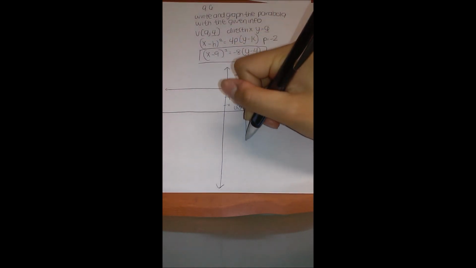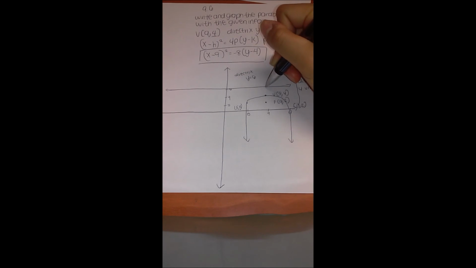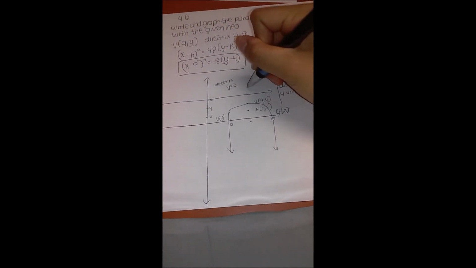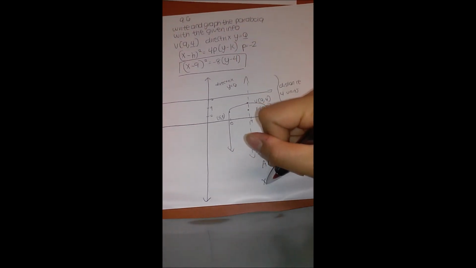We then connect those 2 points along with the vertex to form the parabola. We finally label the AOS x equals 9.